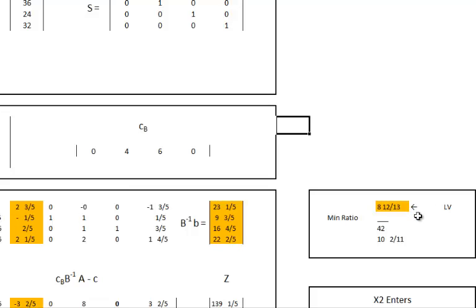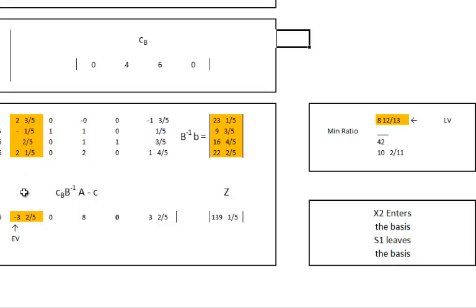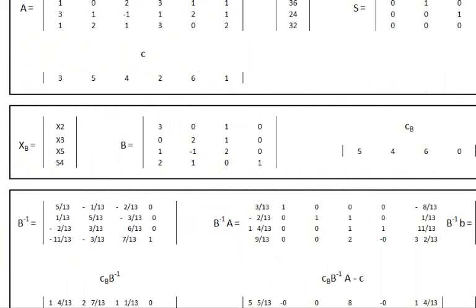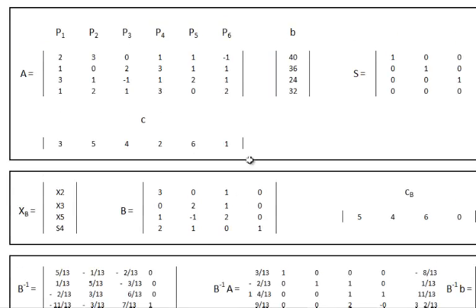So this is going to be our leaving variable. So our leaving variable is S1, and our entering variable is X2. Therefore X2 is going to enter the basis, and S1 is going to leave the basis. We will perform another iteration. We are going to identify the new basis, in which X2 is now replacing S1.